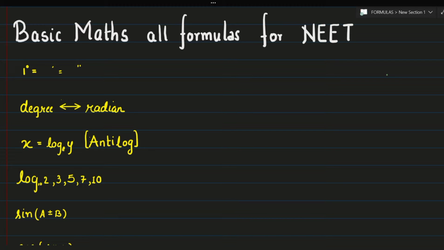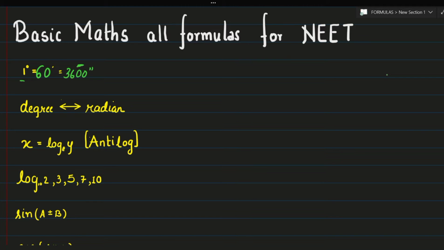So first of all, this is 1 degree. We are going to convert it into minutes. 1 degree is nothing but 60 minutes, and then we convert it into seconds, that is 3600 seconds. So 1 degree is 60 minutes, which is 3600 seconds. The symbols are also important. Many times they are directly asked in the question.